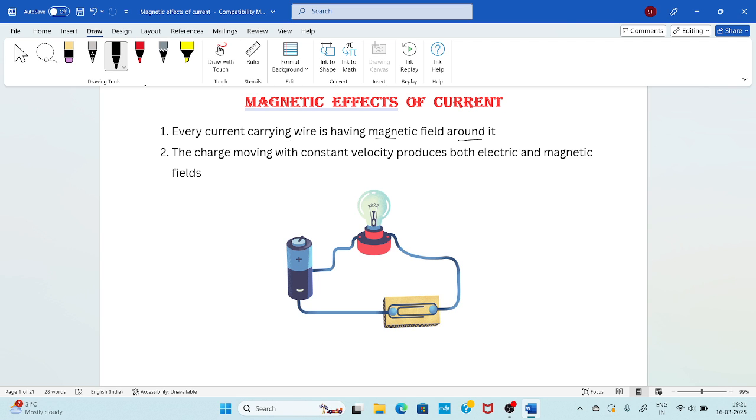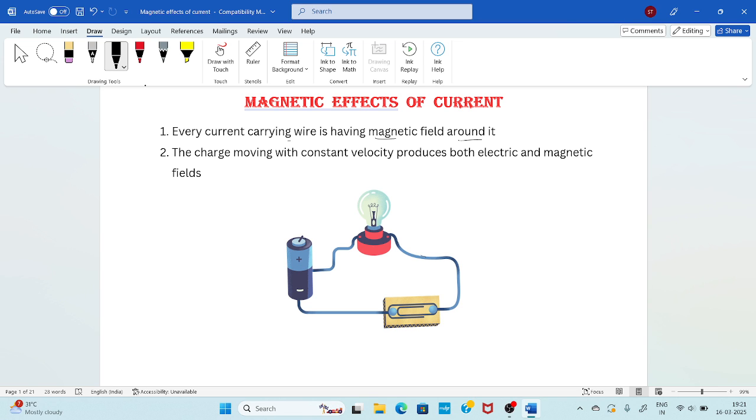Suppose this is the current carrying wire. Here I am connecting the wire to the battery. Every current carrying wire has a magnetic field. Here the current is flowing, so the electric charges are moving in this circuit. A charge moving with a constant velocity produces both electric and magnetic fields.